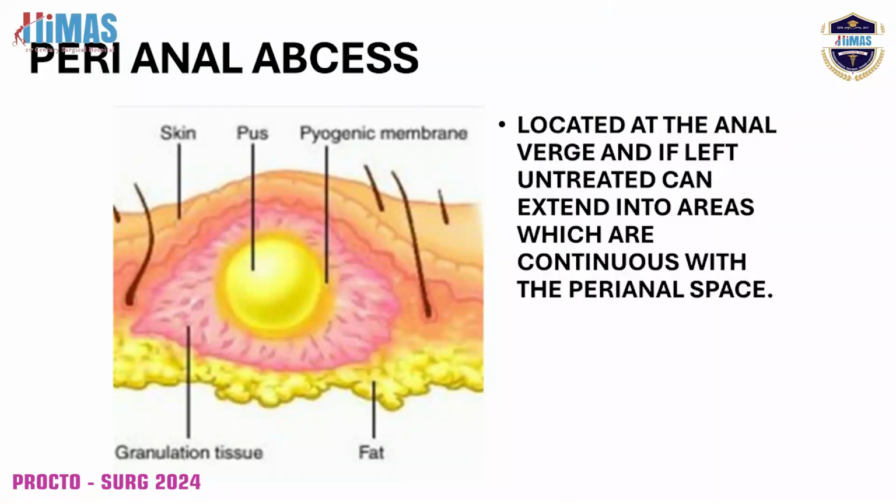Perianal abscess is the one situated at the anal verge. If we do not treat the disease, it may extend into all perianal spaces. The perianal area has loose tissue, and any infection can easily spread within no time. So it may lead to complications. If not treated, it may lead to dreadful complications like fecal incontinence.